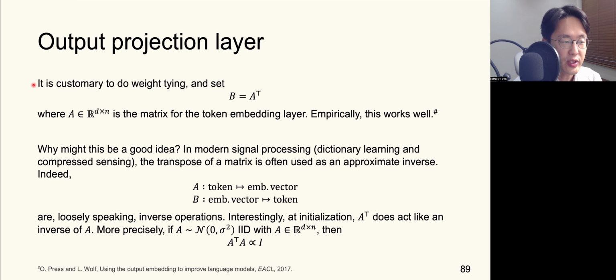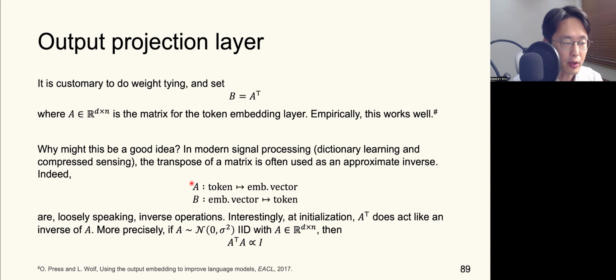For the output projection layer matrix B, it's actually customary to do weight tying and set B to be equal to A transpose, where A is the matrix that was used for the token embedding layer. Empirically, this works well, and this is standard practice. So let's try to understand why this might be a good idea. In modern signal processing, specifically in the area of dictionary learning and compressed sensing, the transpose of a matrix is often used as an approximate inverse.